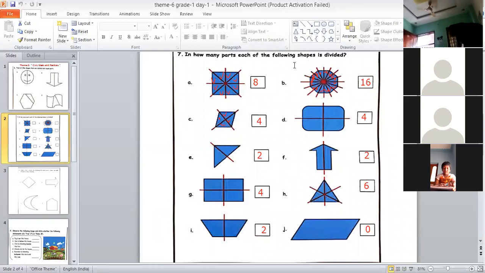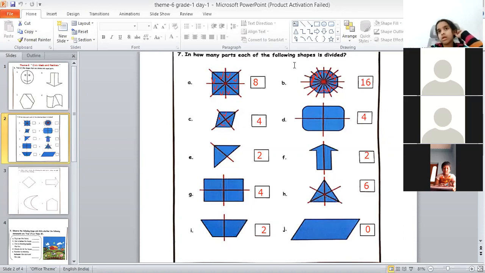Yes, Ashrita? Ma'am, we have to do page number 5 also. I have done page number 4. Ashrita, wait for the instructions. I'll tell you which page you have to do. Okay, ma'am. Okay, children. Yes, Suryansh? Ma'am, finished. Finished? Okay, fine.